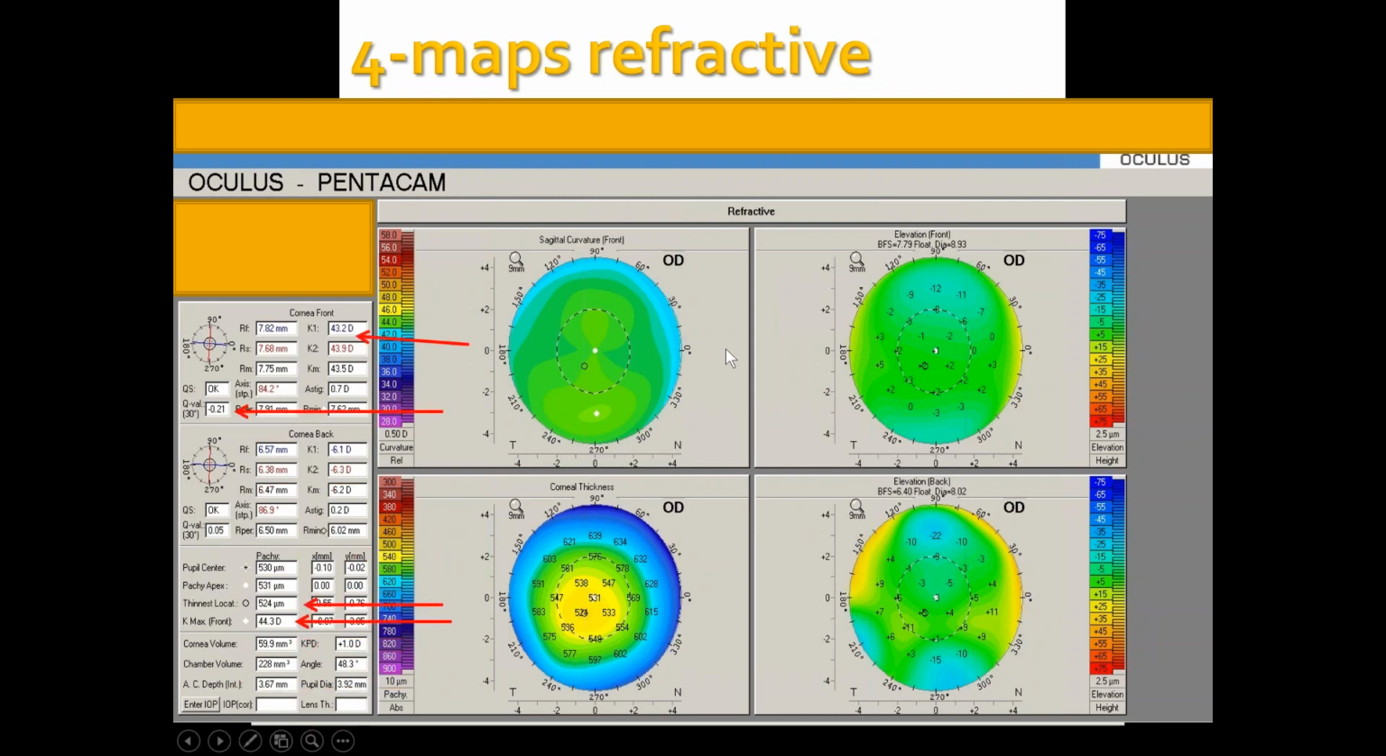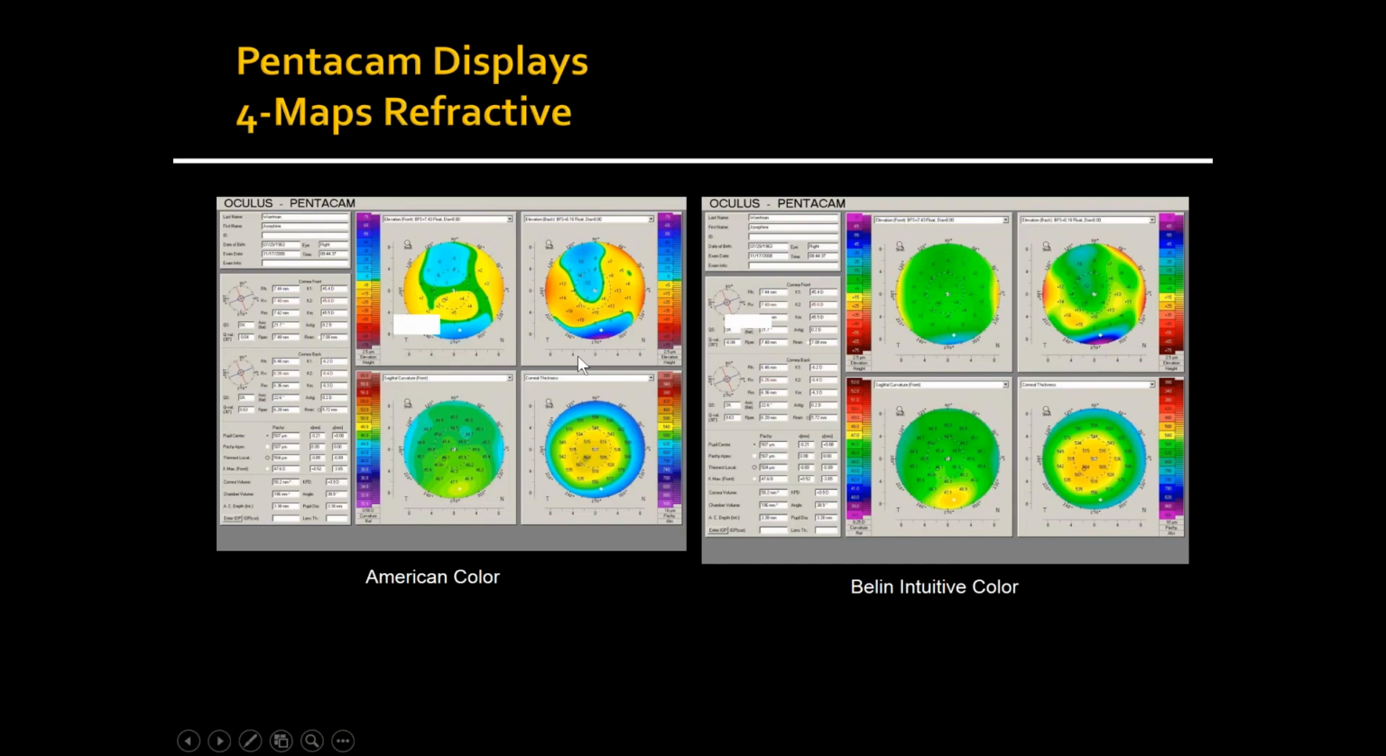And this is just a typical presentation, as you see in this patient, of the patient's right eye. And the maps can be in different color schemes, and depending on the purpose you're using these machines for, you may want to use one color scheme called the American color scheme. The advantage of the American color scheme is it finds the optical apex very easily, which can be helpful for fitting contact lenses or for helping make the diagnosis of keratoconus.